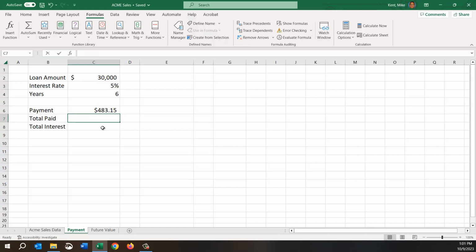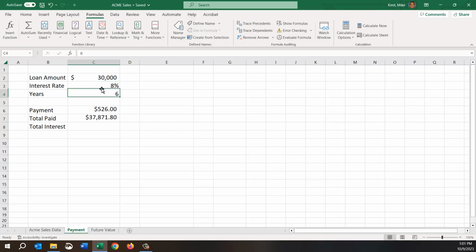Well, let's run a formula. Equal, that's how much I'm paying a month, times 6 years, times 12. That's the total number of payments, right? So I'm paying $34,786 for the $30,000 car at 5% interest.